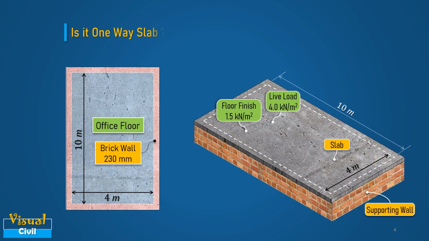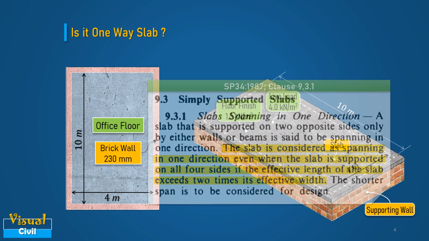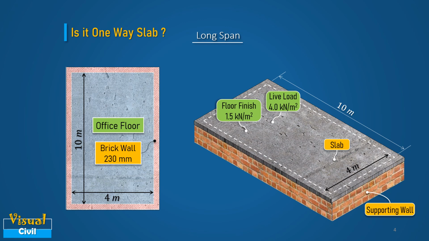First of all, let us decide whether the slab is one-way or two-way. This slab is supported on all four sides. Hence, as per clause 9.3.1 of SP 34/1987, when a slab is supported on all four sides, then the slab is one-way if the effective length of the slab exceeds 2 times its effective width. To simplify this, we can say that when the ratio of long span to short span is more than 2, then the slab will be treated as a one-way slab.